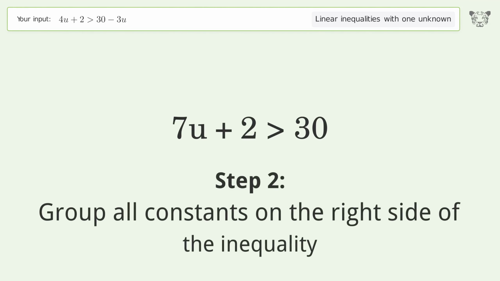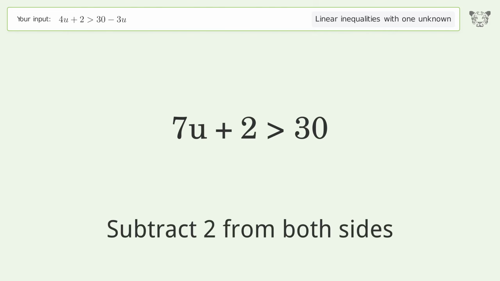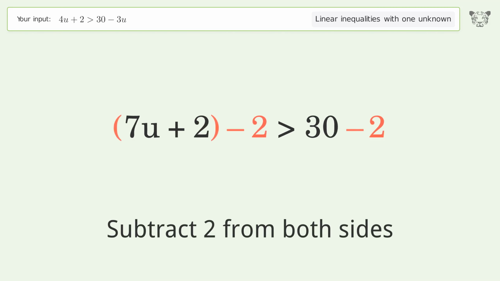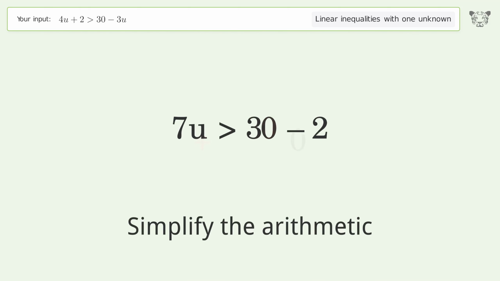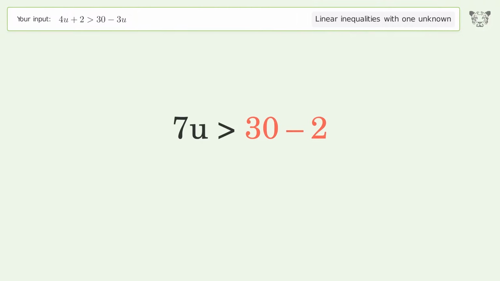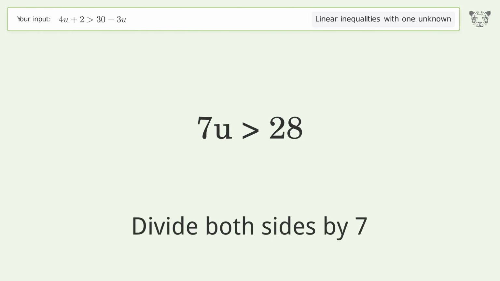Group all constants on the right side of the inequality. Subtract 2 from both sides. Simplify the arithmetic. Isolate the u. Divide both sides by 7.